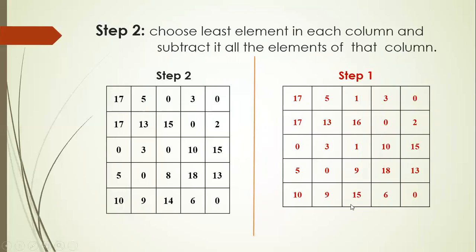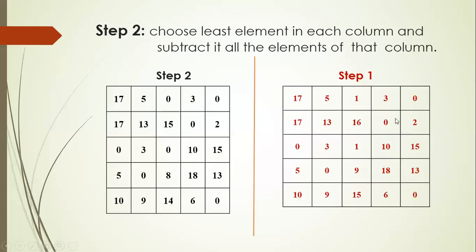And third column, choose the least number. Least number only you have to choose. Least number is 1. So with 1 you subtract the full column. 1 minus 1 is 0, 16 minus 1 is 15, 1 minus 1 is 0, 9 minus 8 is 1, 15 minus 1 is 14.